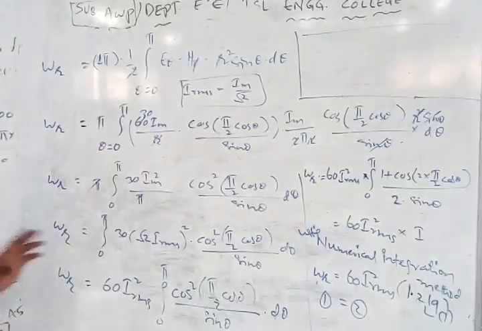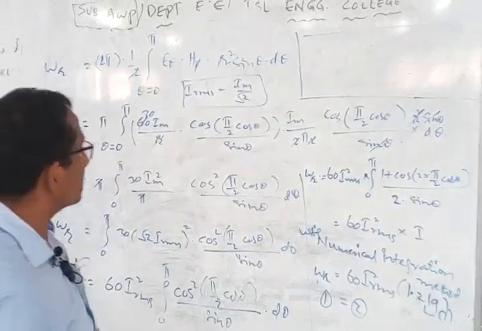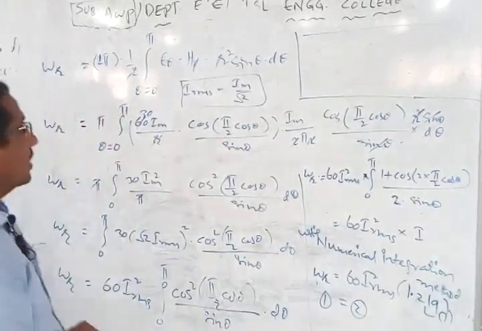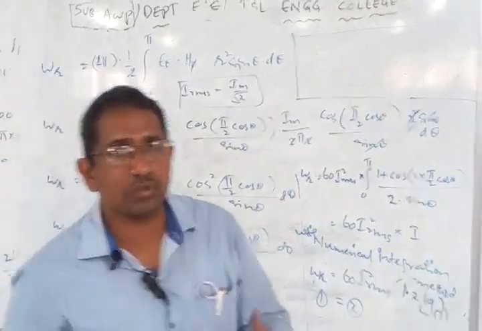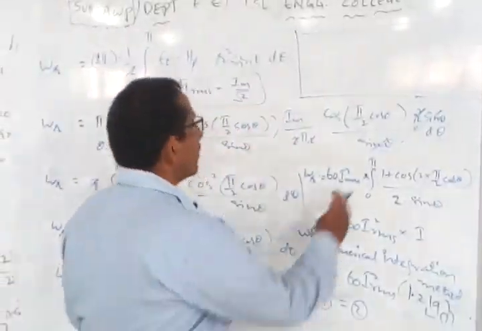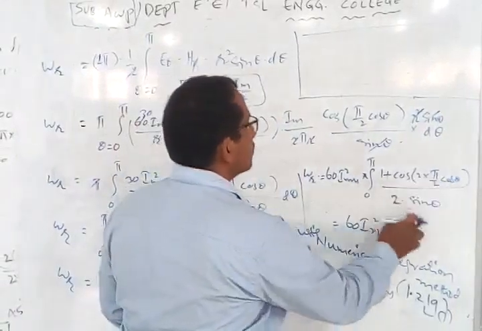Now, further solving this equation, what can we write? This is in the form of cos square theta. What is the cos square theta equation? It is 1 plus cos 2 theta by 2. So I will write in the same format now: 1 plus cos 2 theta by 2.